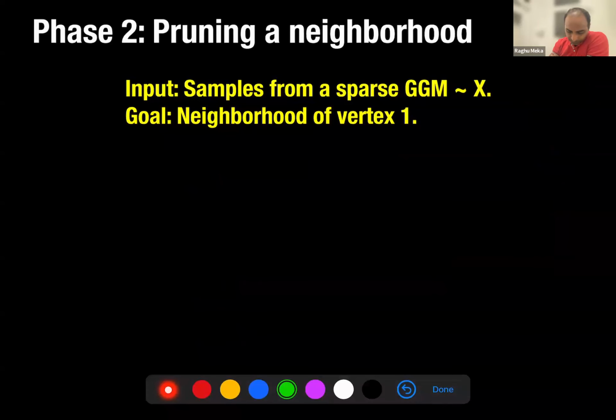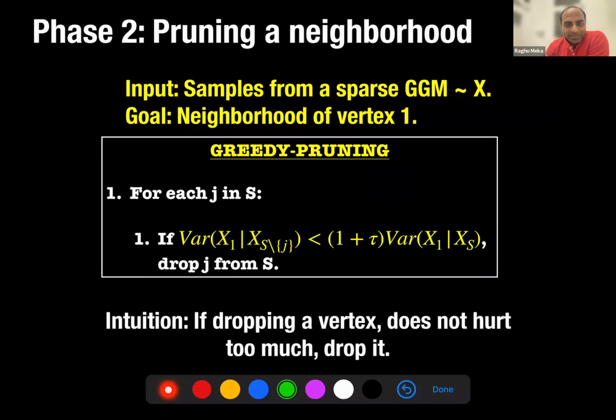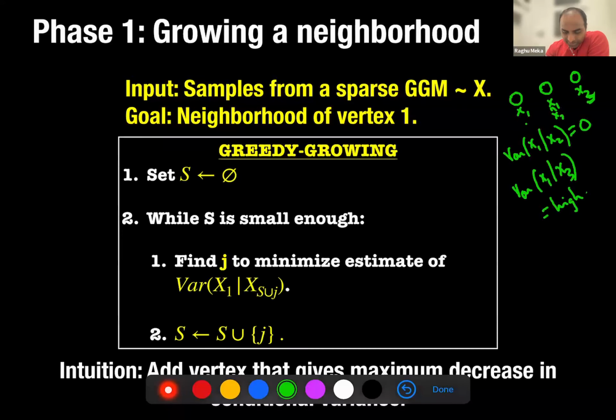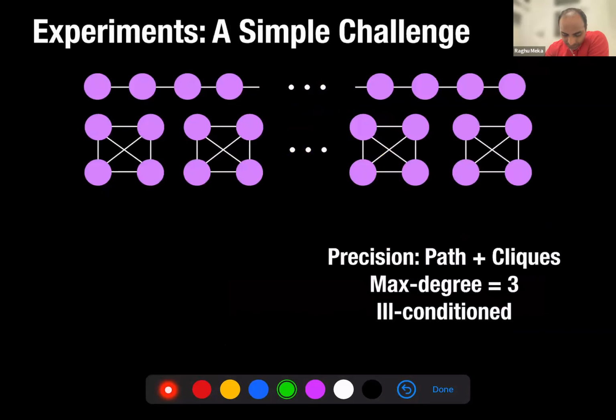So, all right. Now the algorithm is completely specified, right? You just add things in this greedy way up to some size, and then you throw out some things. Okay. And as I said, even the case of a simple random walk is surprisingly hard for existing packages, right? And you can make it a little bit trickier by considering the following simple challenge. The precision matrix is a path, and then you have a bunch of small isolated 4x4 cliques. Okay, the max degree here is 3.